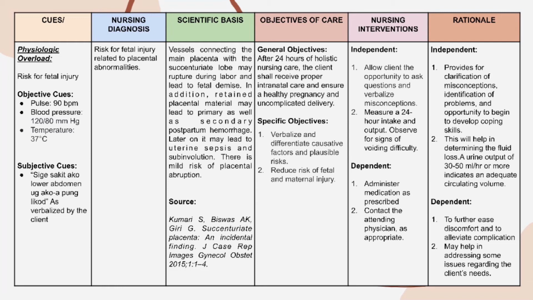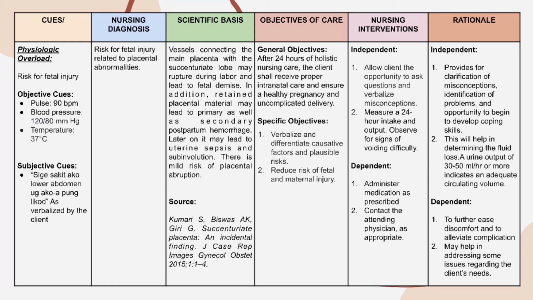As for the objectives of care, we have here the general objectives. After 24 hours of holistic nursing care, the client shall receive proper intranatal care and ensure a healthy pregnancy and uncomplicated delivery. As for the specific objectives, verbalize and differentiate causative factors and plausible risk associated with the complication. And then we also have here reduced risk of fetal and maternal injury.